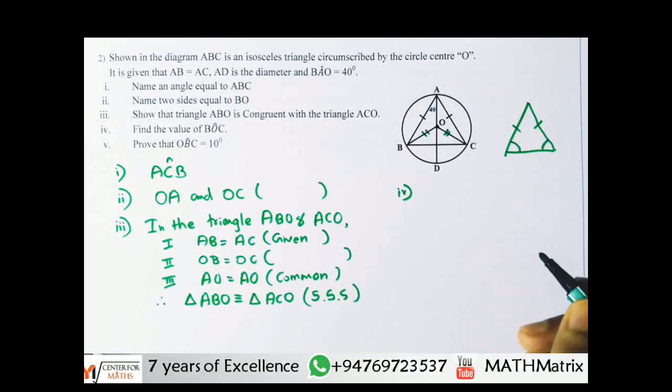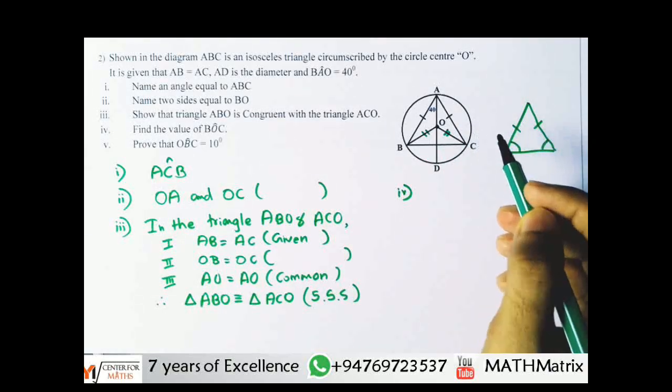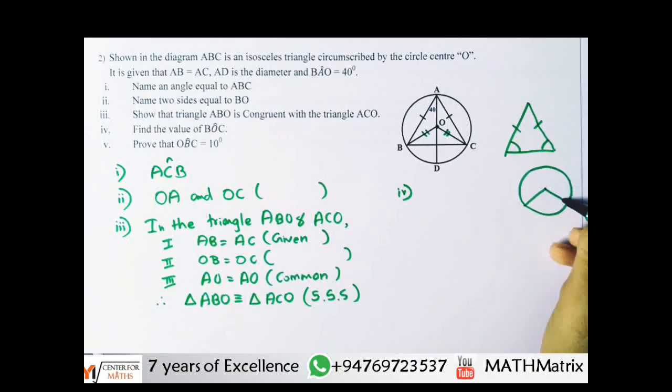Now we'll move to the fourth question. Here, find the value of BOC. They are asking us to find the value of BOC. So how do we find the value of this BOC? I'm drawing a small diagram. Here BOC, and the next one is BAC.